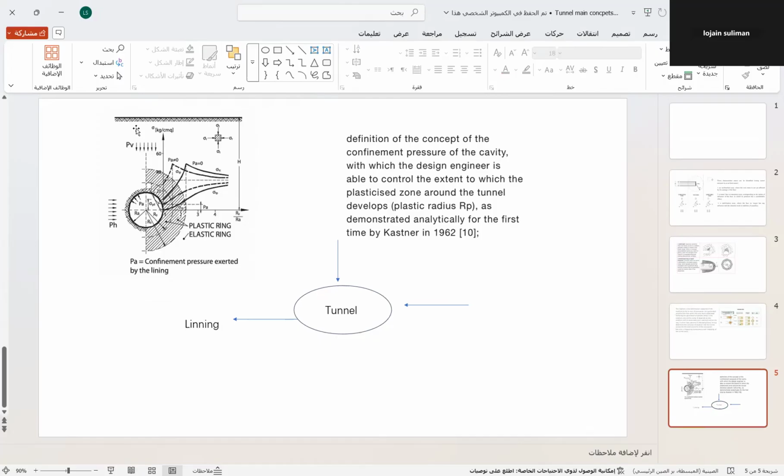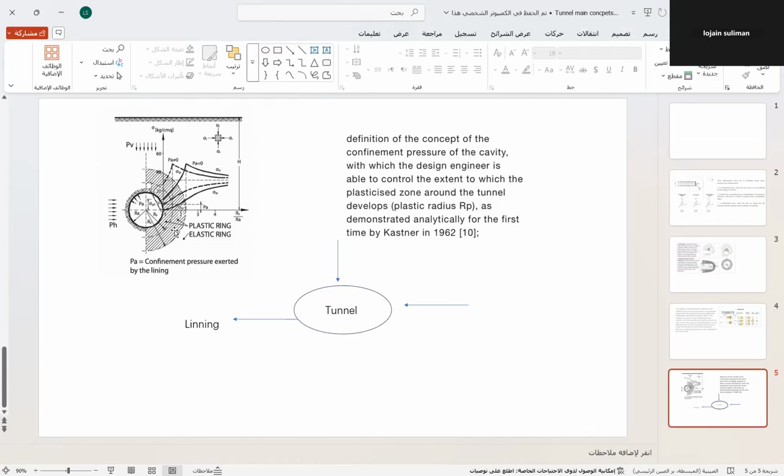If I have the confinement from here, we have the vertical stresses, and we have the horizontal stresses. As I explained before, these stresses will press the cavity, and we will have two main areas. The first area is a plastic area, which will be around the tunnel, while the second is the elastic area, which will be outside of the influence of the excavation.